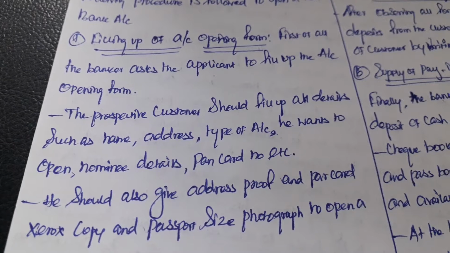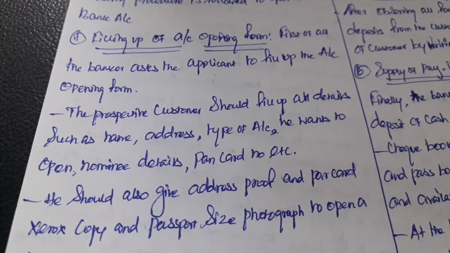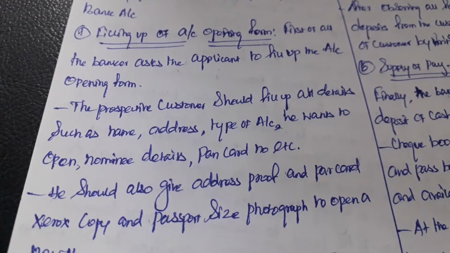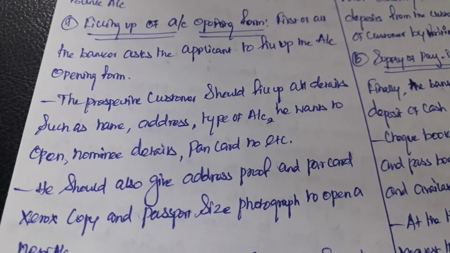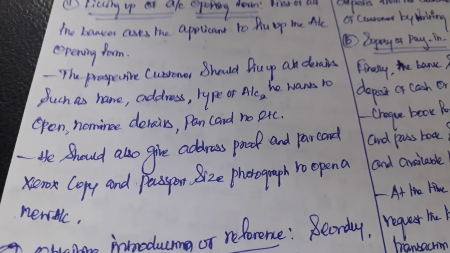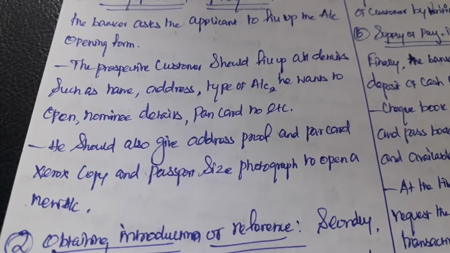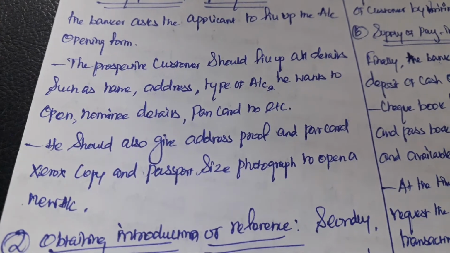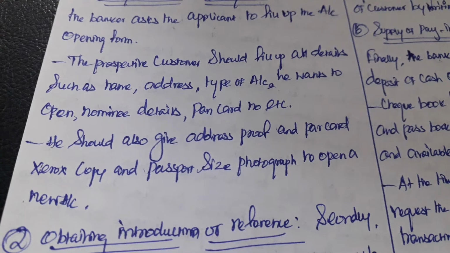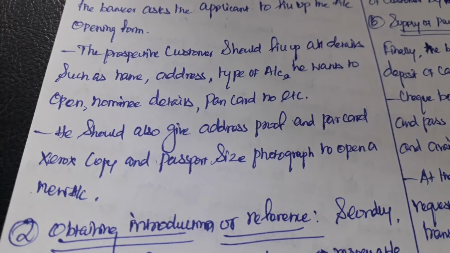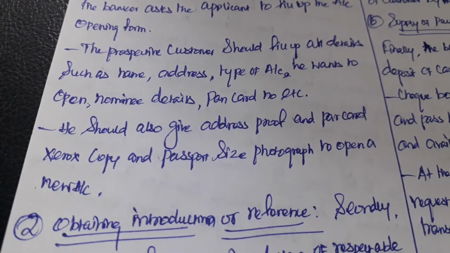The prospective customer should fill up all details such as name, address, the type of account he wants to open, nominee details, PAN card number, etc. These details should be filled on the application form. He should also give the address proof, a PAN card Xerox copy and a passport size photograph to open a new account. These are all the required documents to submit to the bank whenever we open a new account.